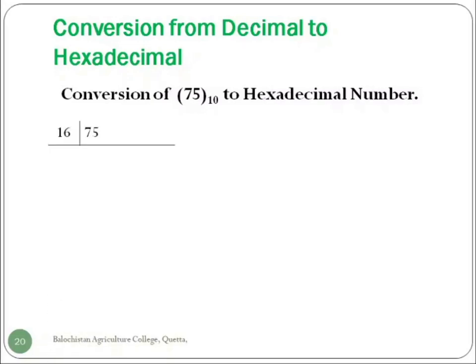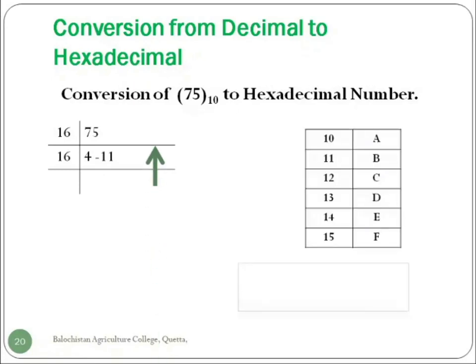Dividing 75 by 16, we get 16 fours are 64, 11 remaining. So writing 11 at the right side. Now we can see that we cannot divide this further by 16. Therefore, this process is completed here. The next step is to write these numbers in this direction. So after writing, we get 4B. In this chart, we can see that instead of 11, we can write B. So here we have written 4B with base 16.